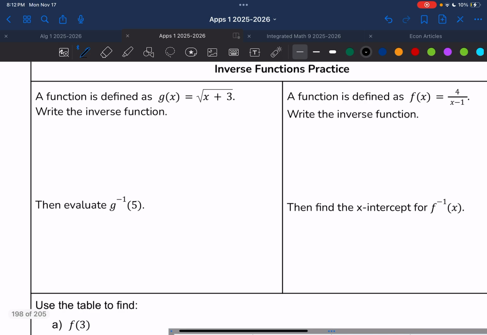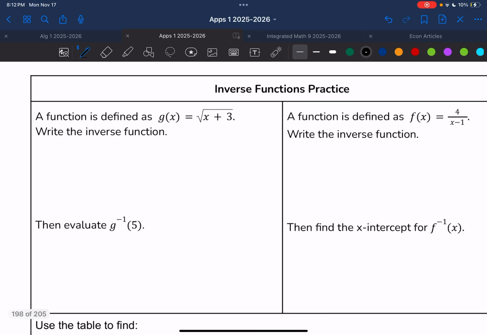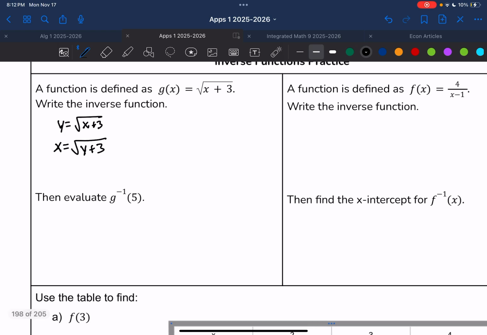So starting off with the first problem, we have this function g of x, and we want to find the inverse function. So for this we want to think about it as, if we can put it in the notation, y is equal to the square root of x plus 3. And we want to switch x and y. It means x is equal to the square root of y plus 3. Meaning x squared is equal to y plus 3. And y is equal to x squared minus 3.